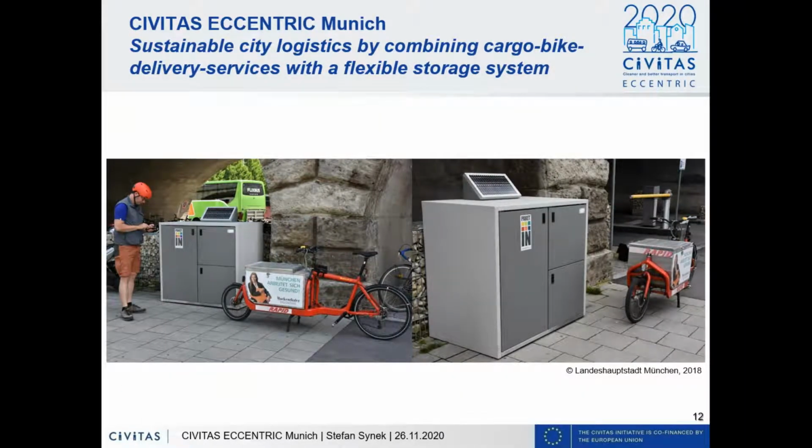You certainly have heard, or you know it from your town, sustainable city logistics with cargo bike delivery services and flexible storage system. We did this around our living lab and tried to find with this measure a new solution for the last mile delivery. And we tested on one side several kinds of boxes and logistics systems in cooperation with delivery companies. And on the other side, it was a challenge to develop an attractive business model, to be honest, for delivery companies. And also in Munich, it's not so easy to find free parking space for the boxes.